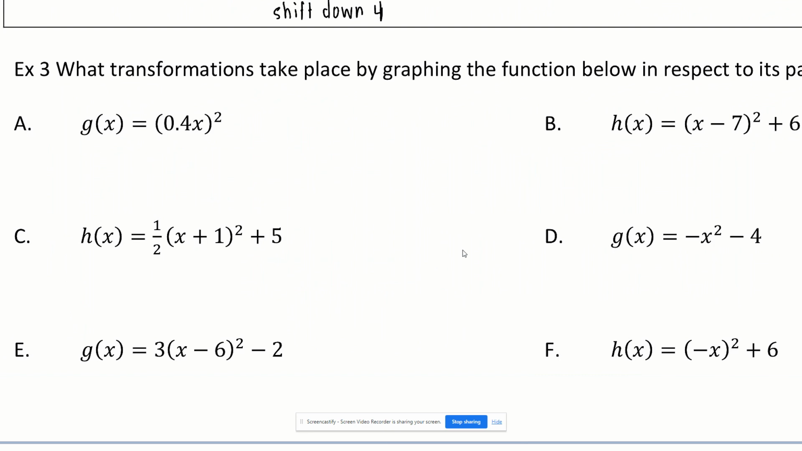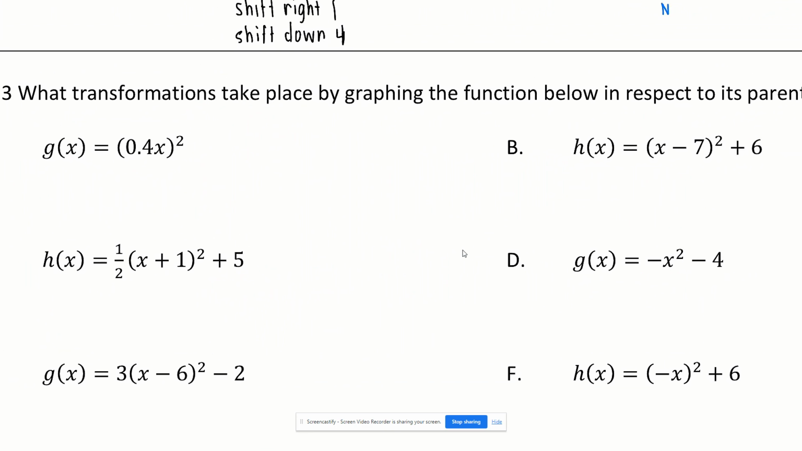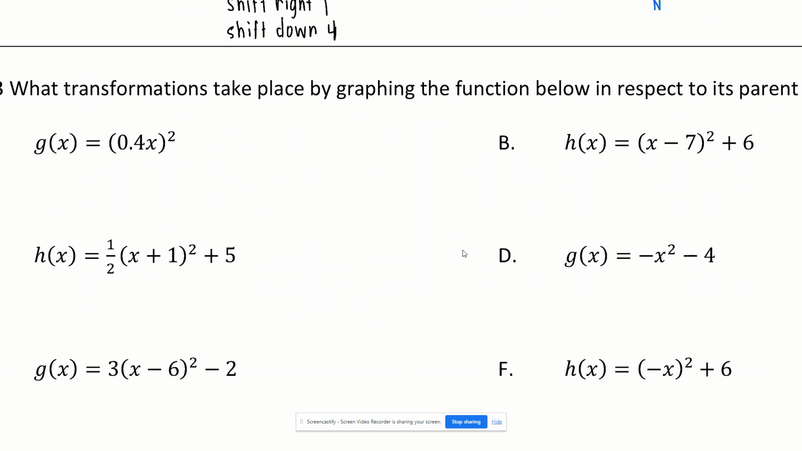This one's very similar. It's just a quadratic instead of an absolute value. So look, I'm multiplying. I'm going to go a little faster. I'm multiplying by 0.4. Remember, that's going to make it wider because it's still less than 1. It's inside, so it's horizontal. What horizontal move makes it wider? A horizontal stretch. Look back up at your notes if you can't logic through it.